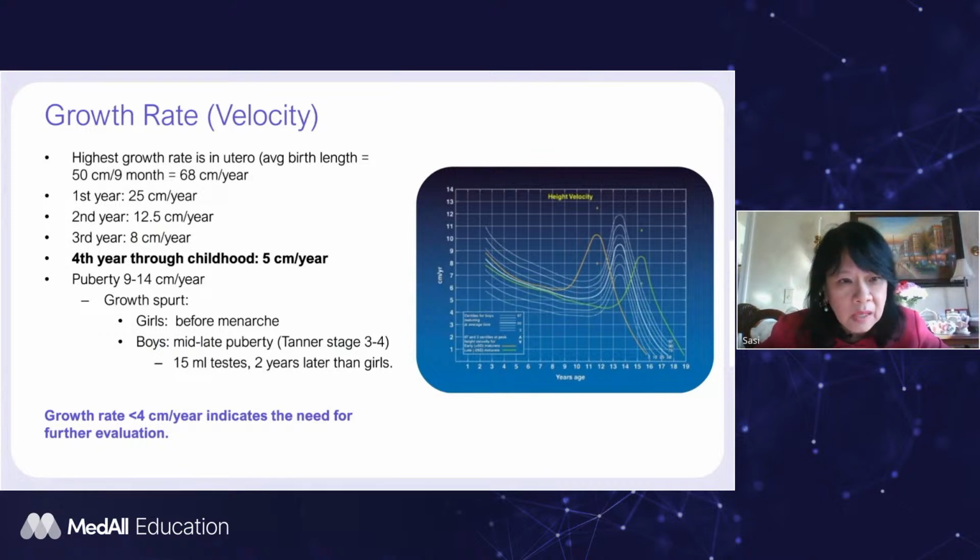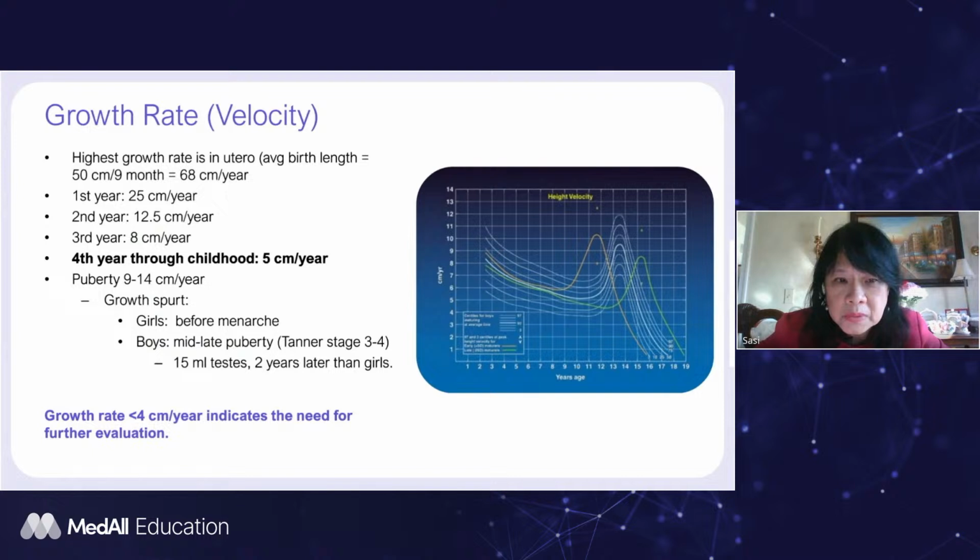So throughout childhood, from the 4th birthday to the pre-adolescent years, the growth rate is about 5 centimeters per year, or we say 2 inches a year. So if we see a child with a growth rate less than 4 centimeters per year, that indicates the need for further evaluation. And once kids get into puberty, they will have a growth spurt.